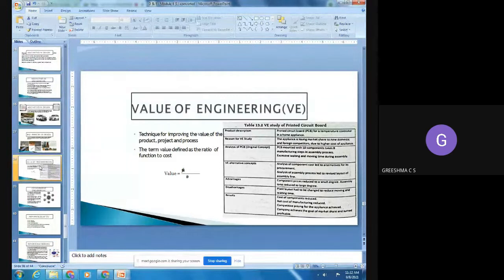So last class we have discussed about biomimicry, right? So you know what is a biomimicry? Because I explained it very well.